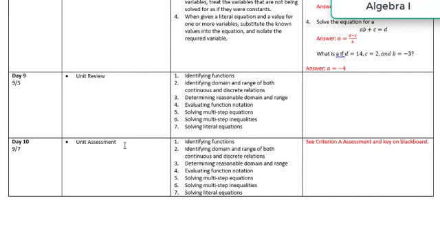Day 9 and day 10, unit review, focusing on those skills that they didn't really do so well on. And then of course day 10, that unit assessment. This is up on Blackboard. If you have any questions about this stuff, please reach out. Like I said, this was pretty quick, but there shouldn't be too many questions. This is a pretty straightforward unit.